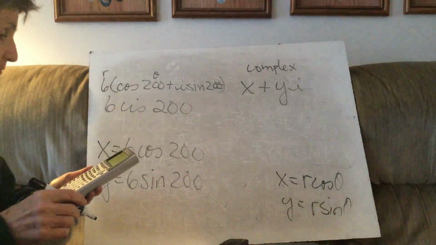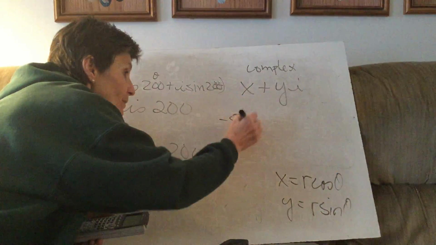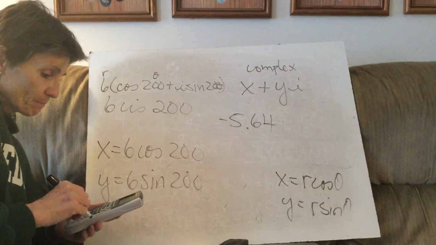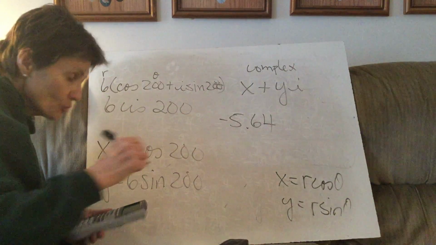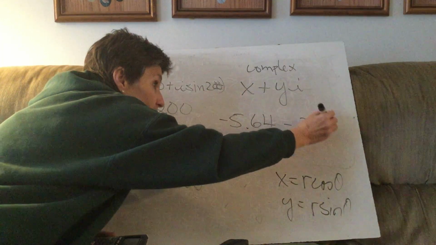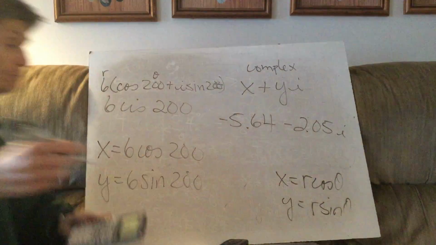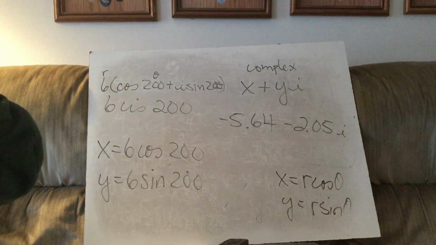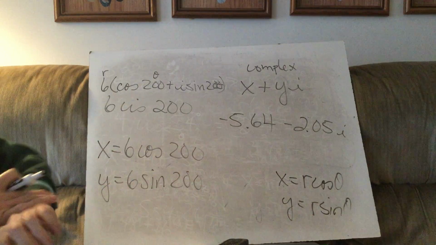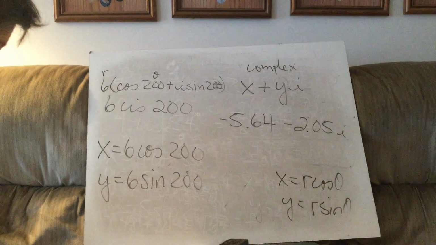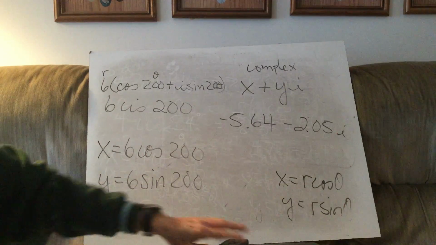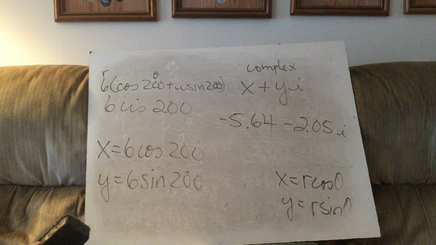So we got negative 5.64. Don't be alarmed. X and Y can certainly be negative. You know that. And minus 2.05. All right. That takes care of that section.